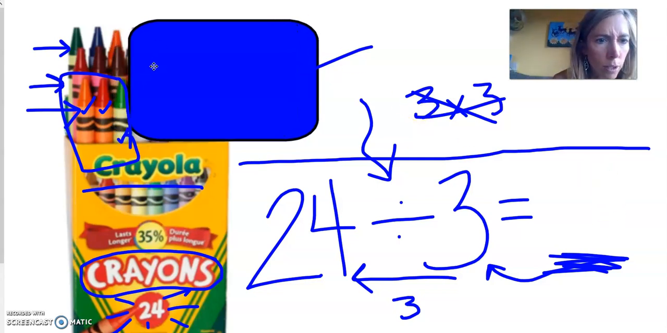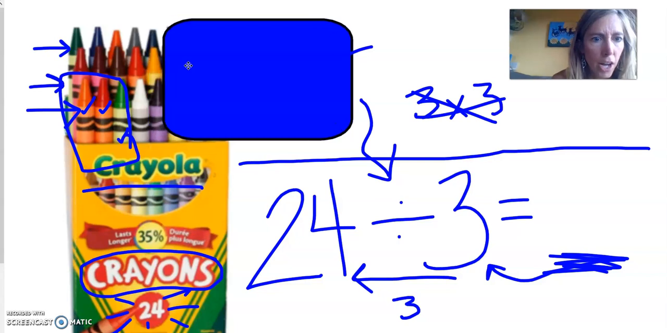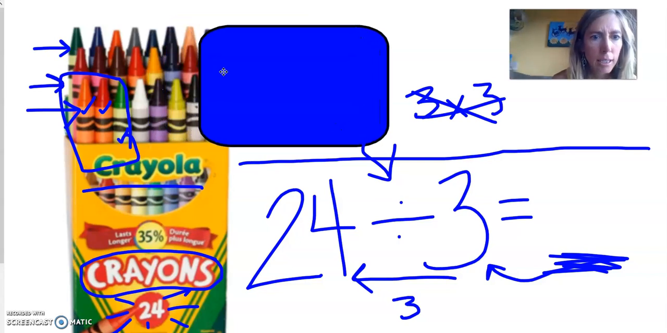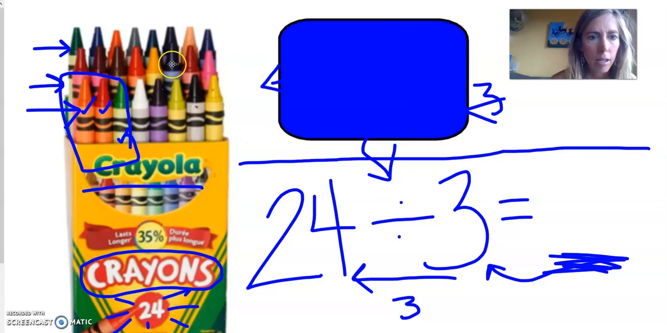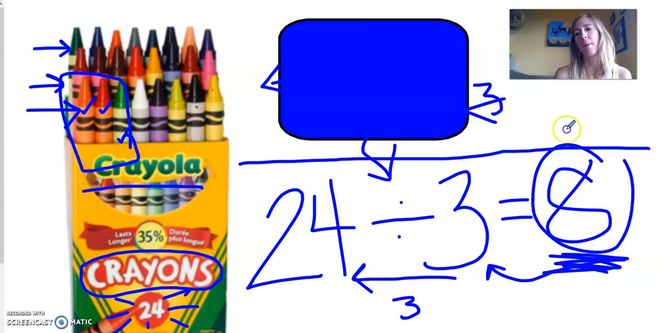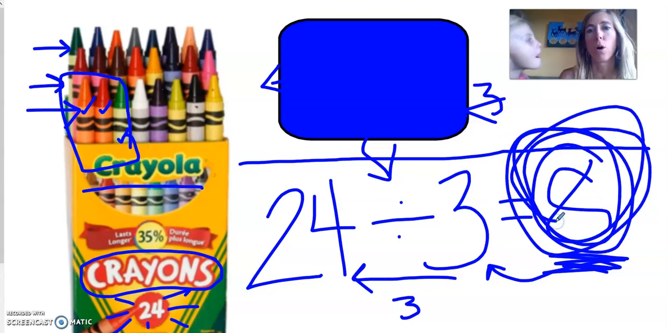It's 1, 2, 3, 4, 5, 6, 7, 8. 8. So that crayon box has 8 crayons in each row before you open it and mess it all up, right?